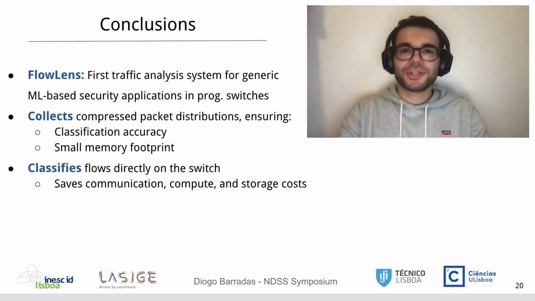Before closing my presentation, I would like you to keep in mind a few remarks. FlowLens is the first traffic analysis system for generic machine learning-based security applications in programmable switches, and it is able to collect compressed packet distributions while ensuring classification accuracy and a small memory footprint. It is also able to classify flows directly on the switch, saving important communication, compute, and storage costs.